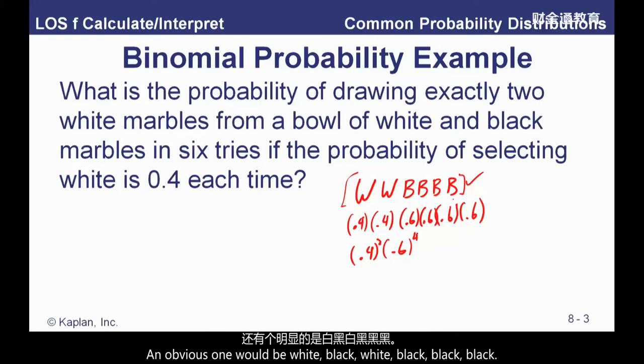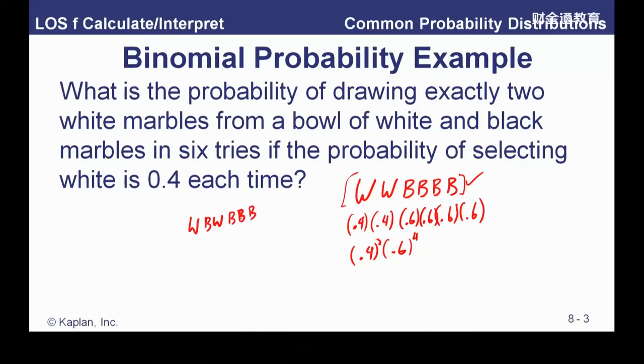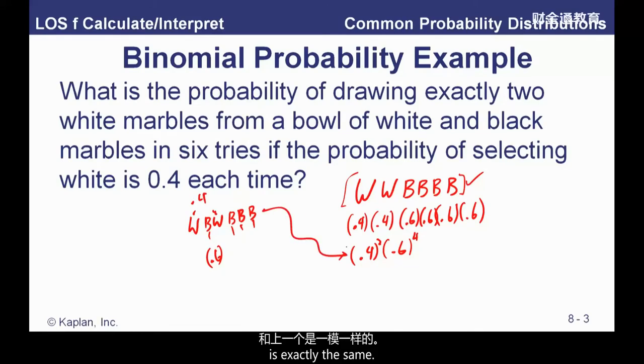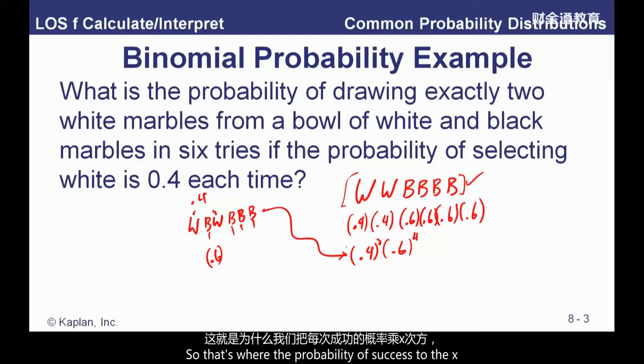Well, an obvious one would be white, black, white, black, black, black. And we'll see the probabilities are the same, right? Here's our failures. Those are all 0.6. Here we've got 2 successes. Those are 0.4. So our probability of getting that series of draws is exactly the same. So that's where the probability of success to the x, that's our 0.4 to the 2, and probability of failure, our 0.6 to the 4th, come from.